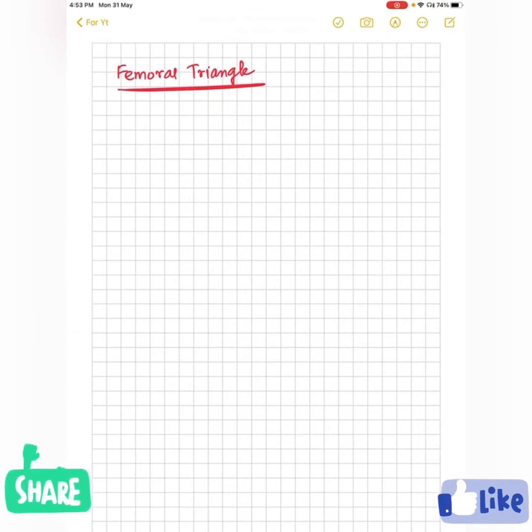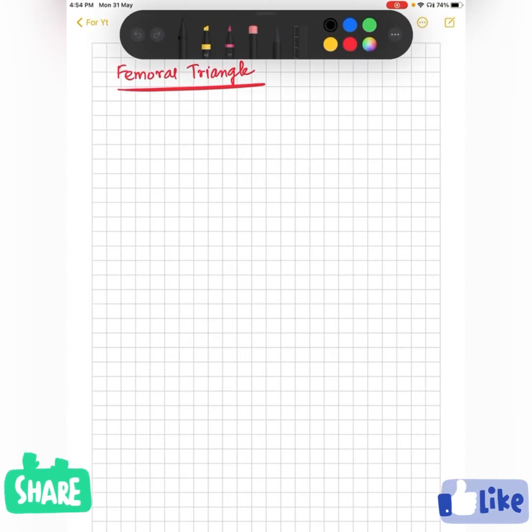Today we will discuss a very important topic, very frequently asked in prof examinations, that is femoral triangle. So what is femoral triangle? Femoral triangle is a triangular depression located in the upper one-third of the anterior compartment of the thigh, immediately below the inguinal ligament.